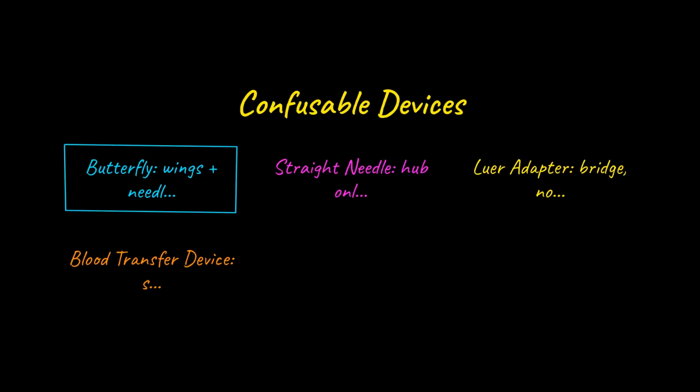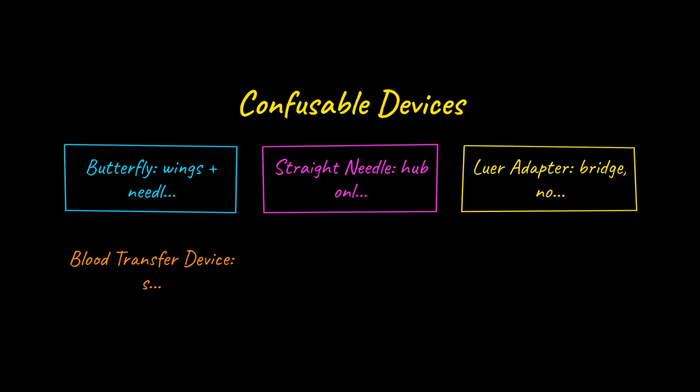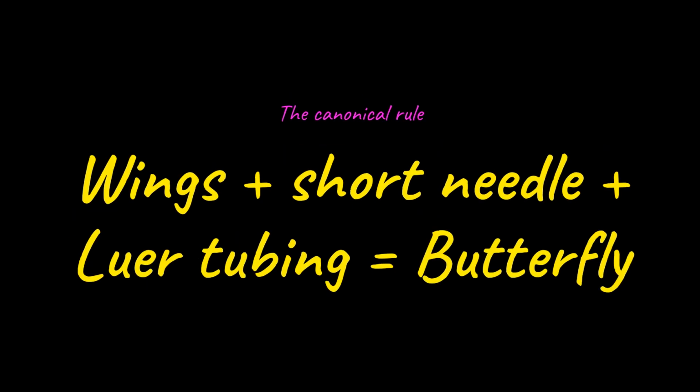4 devices are commonly confused. The butterfly is the only one defined by wings, a short needle and Luer tubing together. The straight multi-sample needle has a hub and no tubing. The Luer adapter is a small connector bridge, and the blood transfer device moves syringe contents into tubes after the draw is already complete. Whenever an exam stem describes a device with flexible plastic wings, a short steel needle, and flexible Luer tubing, the answer is the butterfly winged infusion set, regardless of whether the name appears in the question.